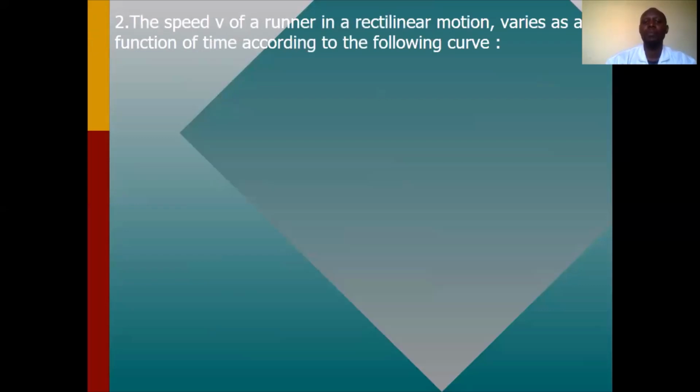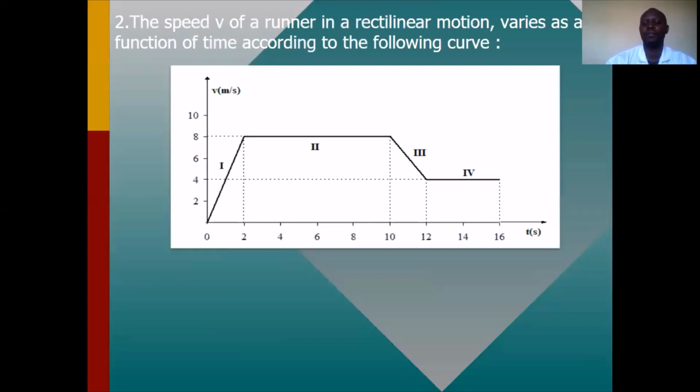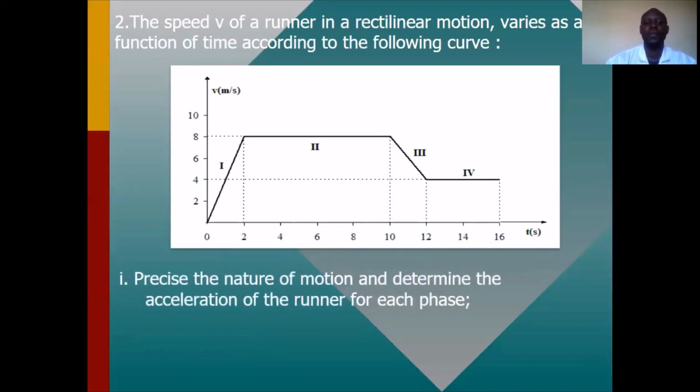The second problem: the speed v of a runner in a rectilinear motion varies as a function of time according to the following curve. Here we have the velocity-time graph. Question 1: specify the nature of motion and determine the acceleration of the runner for each phase.